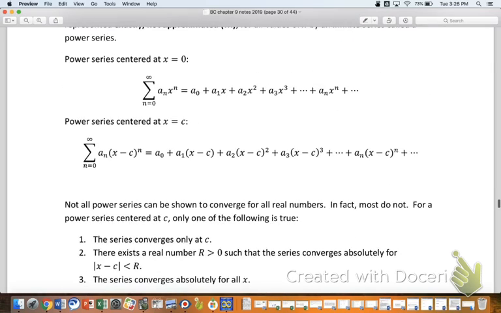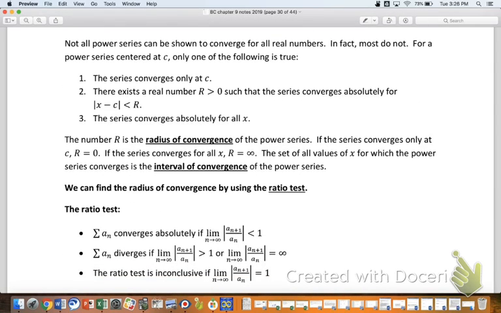So we're going to find that not all power series converge for all the real numbers. We'll find one of three things to be true for a power series centered at c. The first thing that could be true is that the series converges only at the centering point. We could also find that there is a limited radius. There exists some positive real number r, such that the series converges absolutely for this radius, that distance from the centering point.